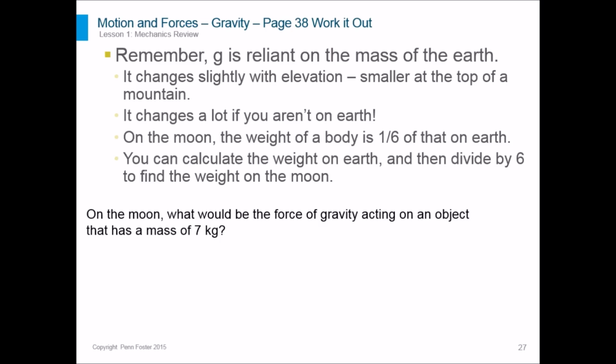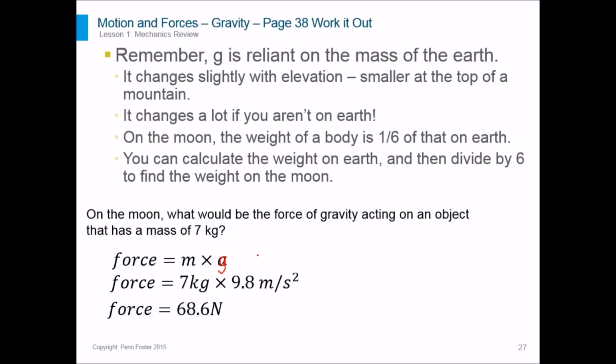On the moon, what would be the force of gravity acting on an object that has a mass of 7 kilograms? So force is mass times the acceleration due to gravity, so that should actually be a G. It's going to be mass times G. Okay, the A is not wrong, but because it's gravity, we know it's G. So force is 7 times 9.8, and it's 68.6. So that's its weight on Earth. So I'm just going to put Earth.